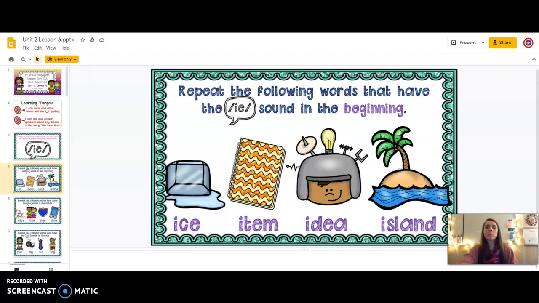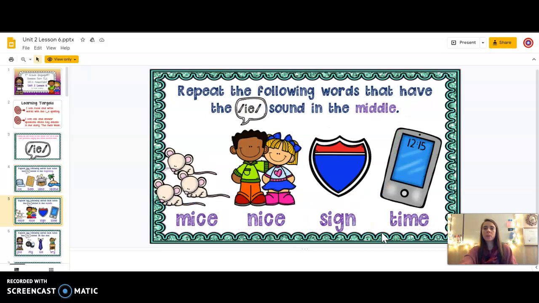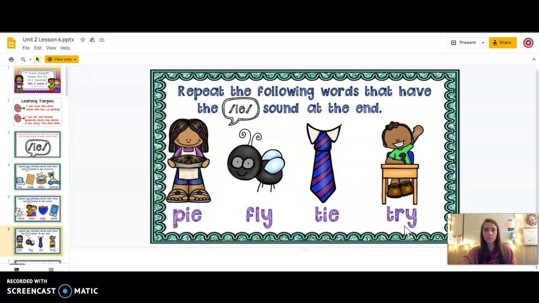Repeat the following words that have the I sound in the beginning. Ready? Ice, item, idea, island. Repeat the following words that have the I sound in the middle. Mice, nice, sign, time. Nice job repeating after me, first graders.